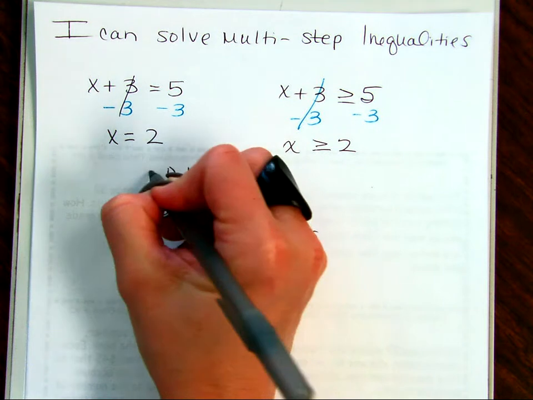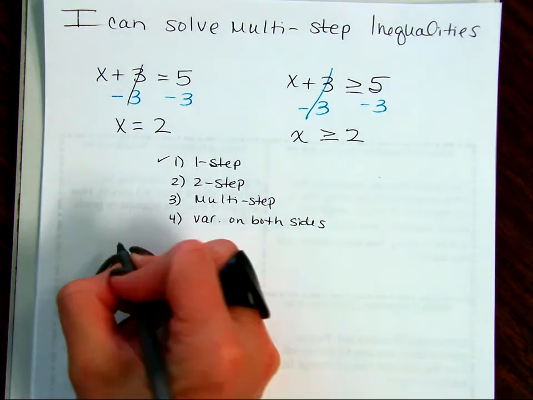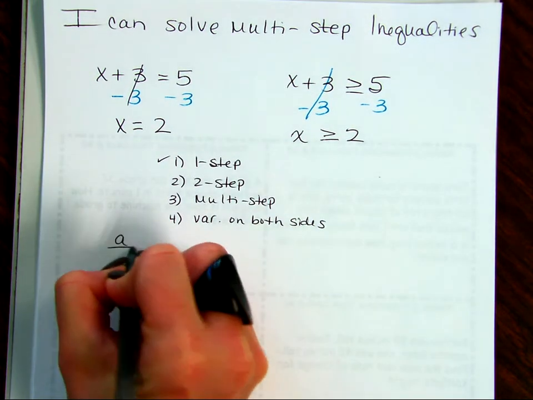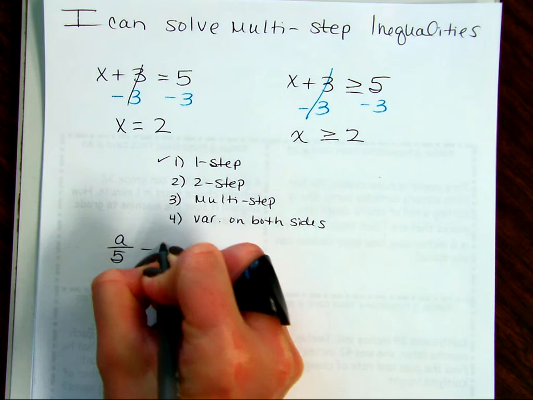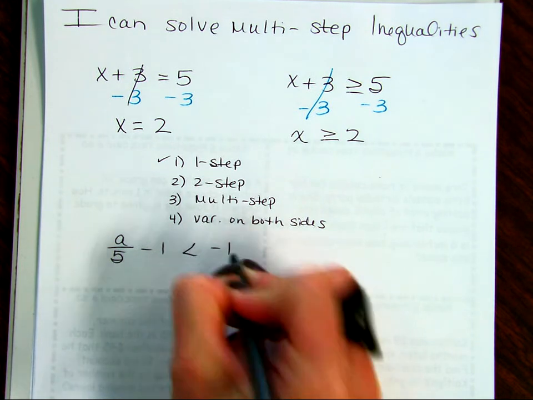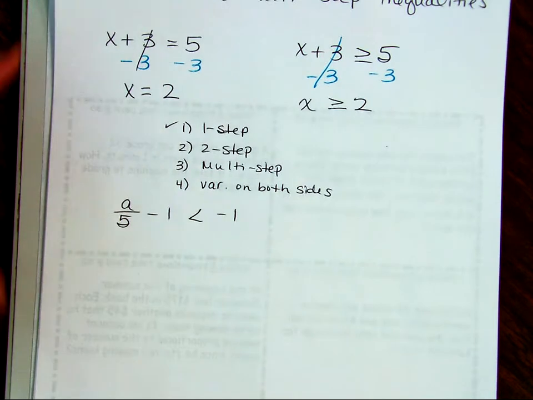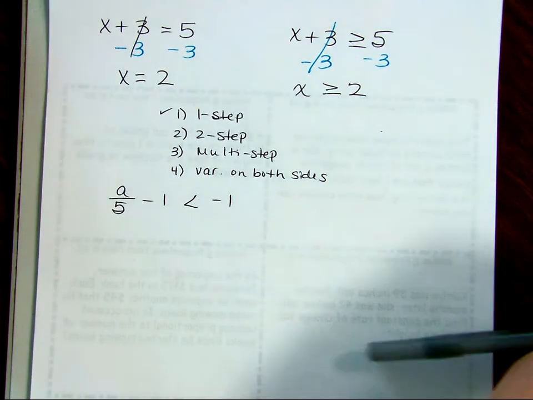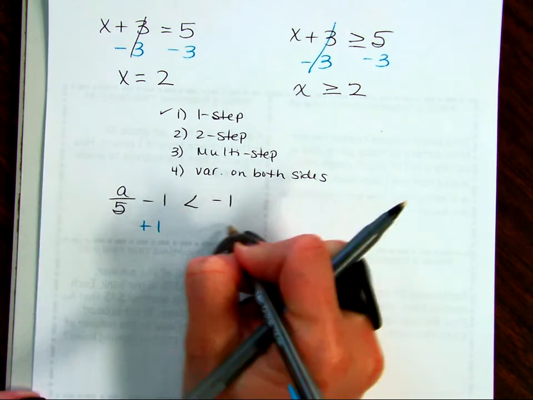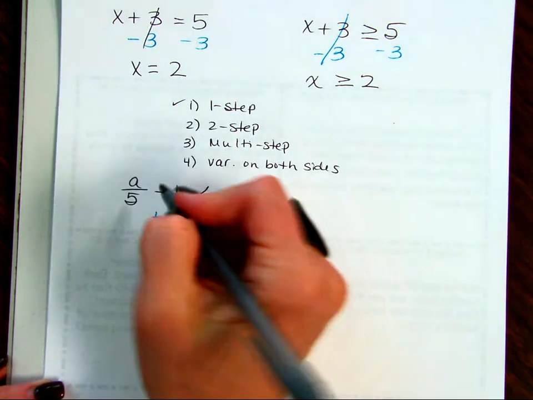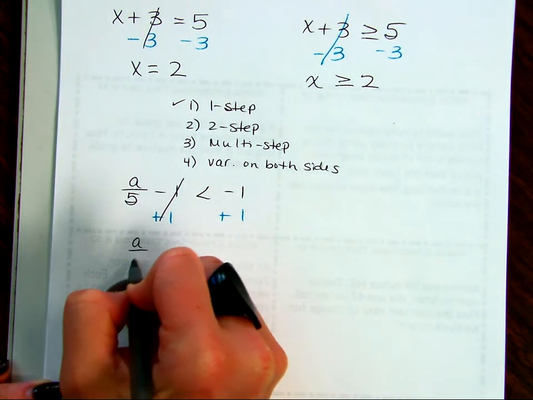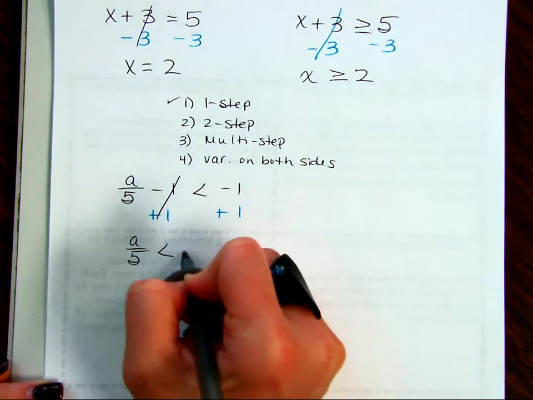So that was just a 1 step, okay? Let's take a look at what this would be. a divided by 5 minus 1 is less than negative 1, okay? So I'm still going to add 1 to both sides. Add 1 to both sides. a over 5 is less than 0.